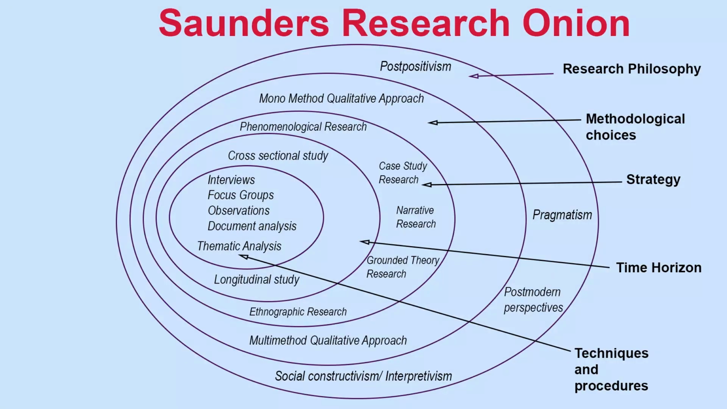The Saunders Research Onion is a framework that was developed by Mark Saunders, a renowned scholar in the business discipline. The Saunders Research Onion is made up of different layers that researchers need to peel or clarify before they conduct their qualitative study. By peeling the different layers of the Saunders Research Onion, a researcher conducting a qualitative study will therefore clearly define their methodology.